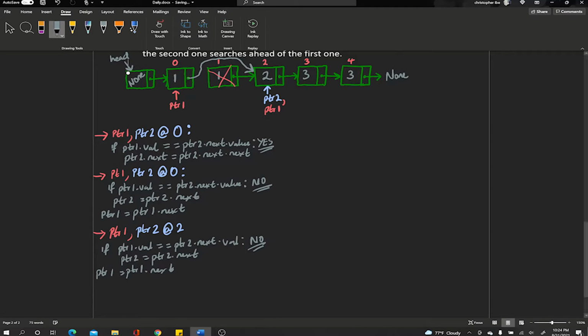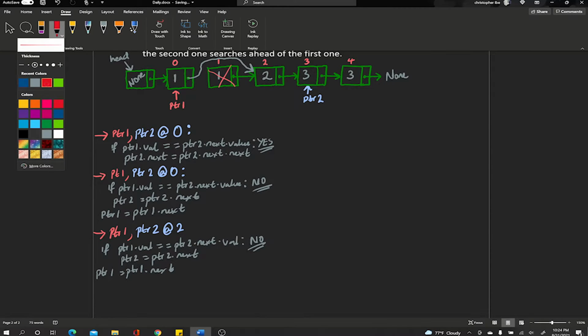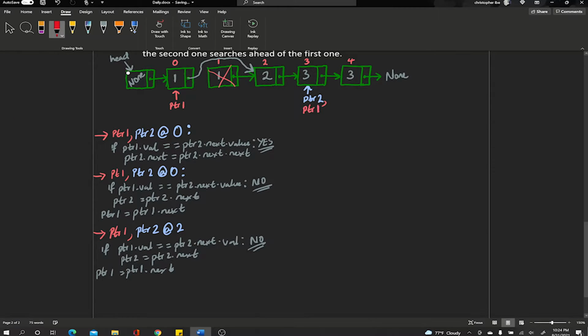So let's take care of the first one. ptr2 equals ptr2.next. So that moves ptr2 from ptr2 down to ptr2.next. So ptr2 goes here. Then ptr1 becomes ptr1.next. So pointer 1 follows suit and moves to the next guy just like pointer 2. ptr1 comes here. So now they're both on the same index 3.